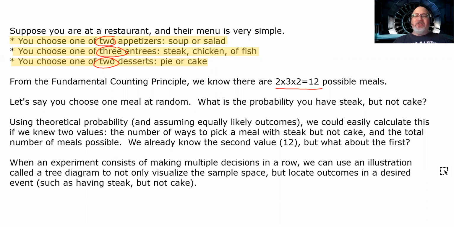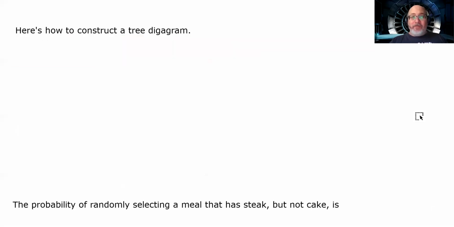When an experiment consists of making multiple decisions in a row, we can use an illustration called a tree diagram to not only visualize the sample space, but locate outcomes in a desired event, such as having steak but not cake. And once we know the number of outcomes in that event and the total number of outcomes, the ratio forms the probability of that event happening. So here's how to construct a tree diagram.